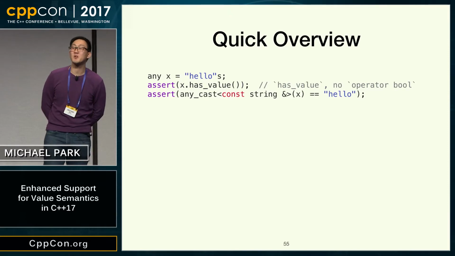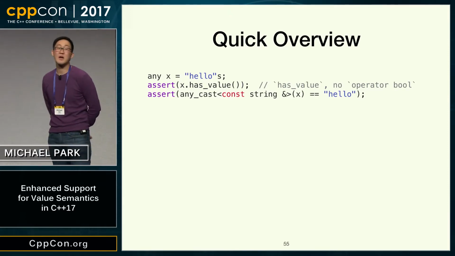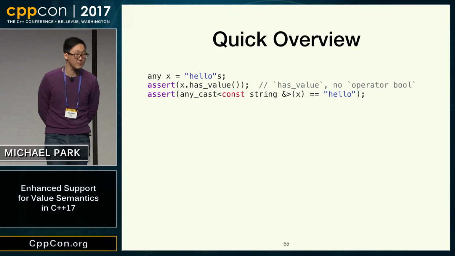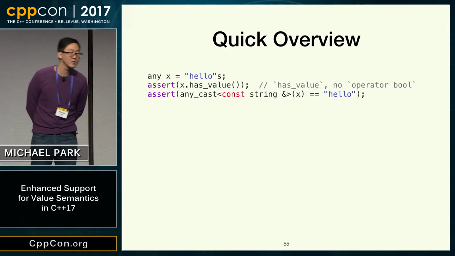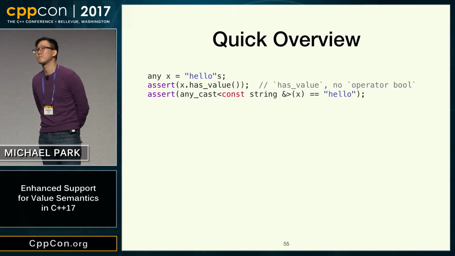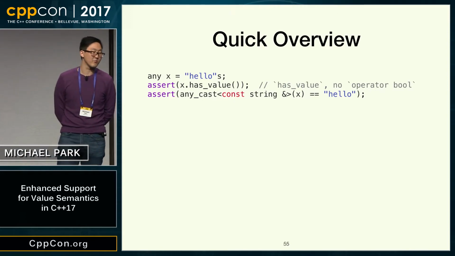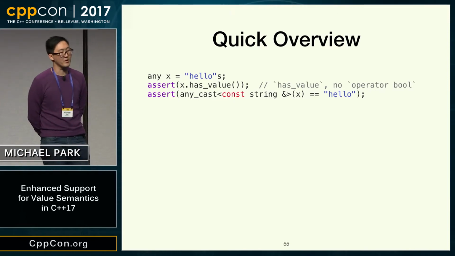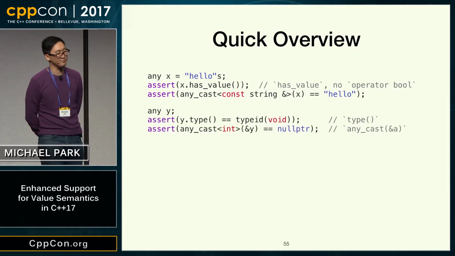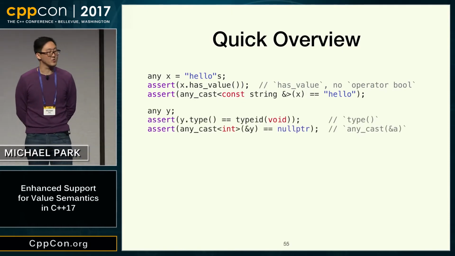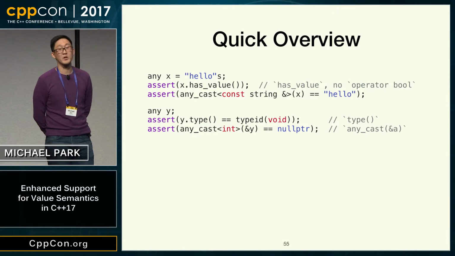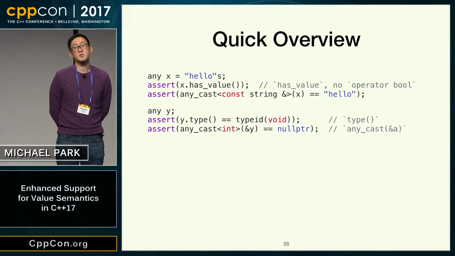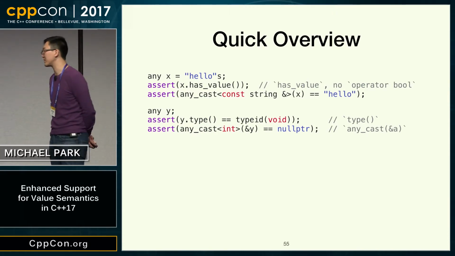Any has a has_value function similar to optional, but it doesn't have an implicit conversion to bool. You can use any_cast to get the value out of the any. In this case, we're getting the reference to string, and then we can compare for the expected value. Any is default constructible. It will hold nothing. The type function will return typeid of void if it holds nothing, and if it's holding something, then it's going to return the type_info of the type that it's holding.